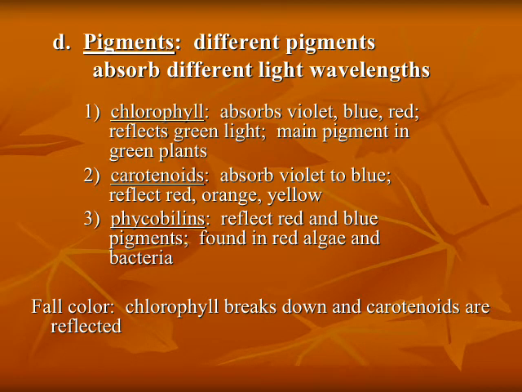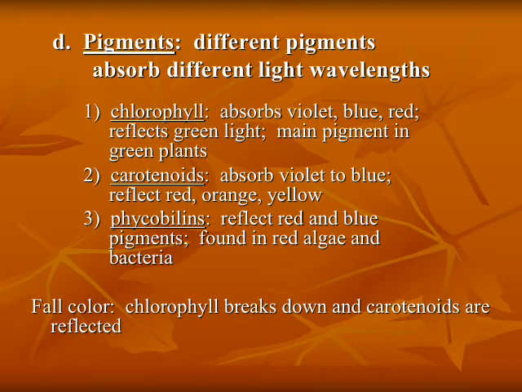So the leaves of plants appear green to us because they are reflecting green. They are absorbing all the other colors of the spectrum, but they reflect green. And that is what happens most of the year.